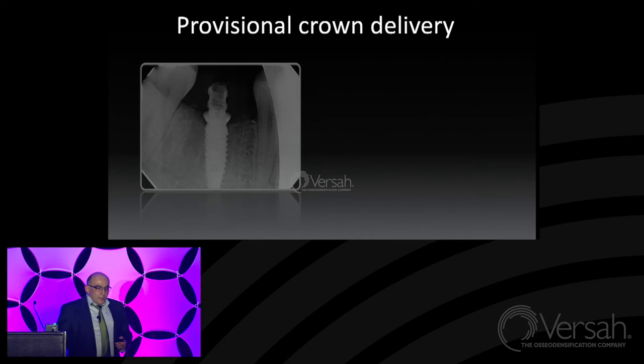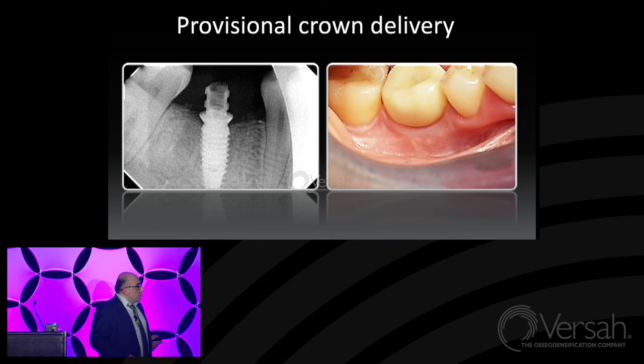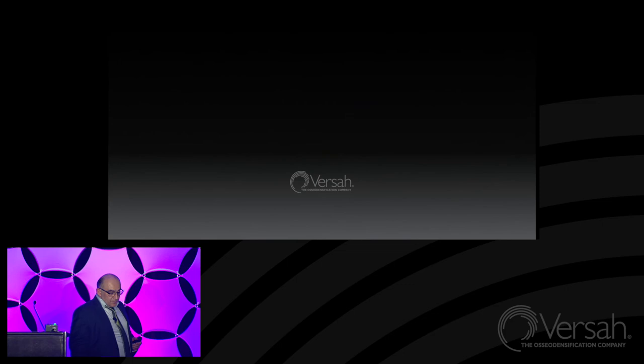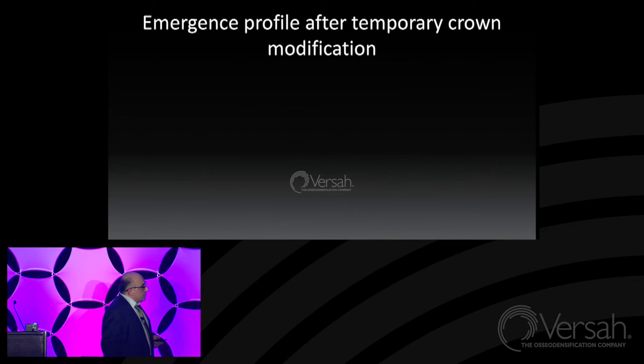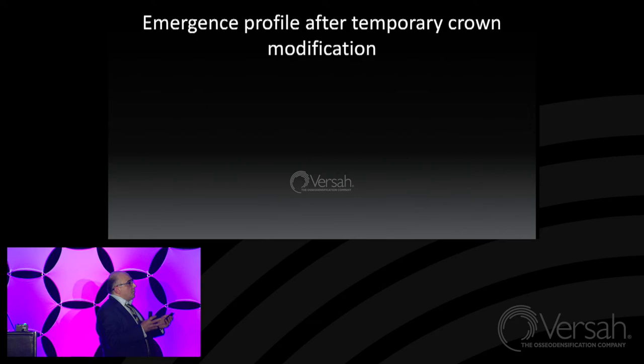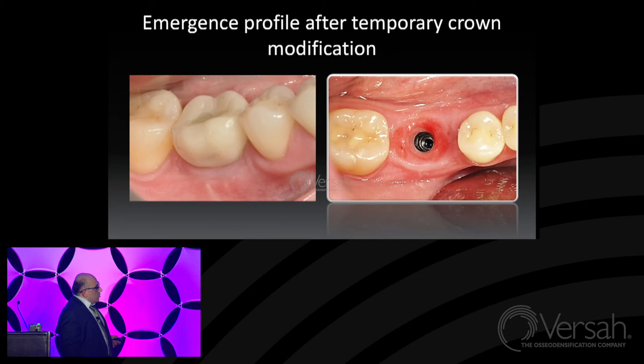This is the day of delivery of the temporary crown. We don't see the contours of the crown because on the X-ray it's translucent. And it's good because when we go to increase the width of the cervical part of the crown, we will see gradually how we make the shape of the crown wider and wider. So this is the emergence profile we got after first modification.